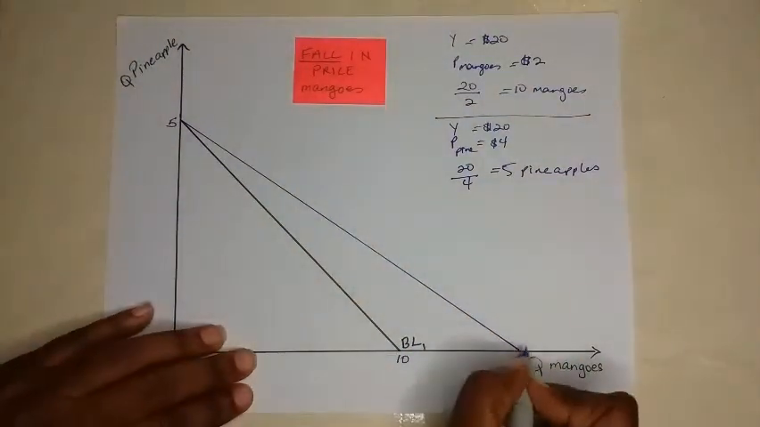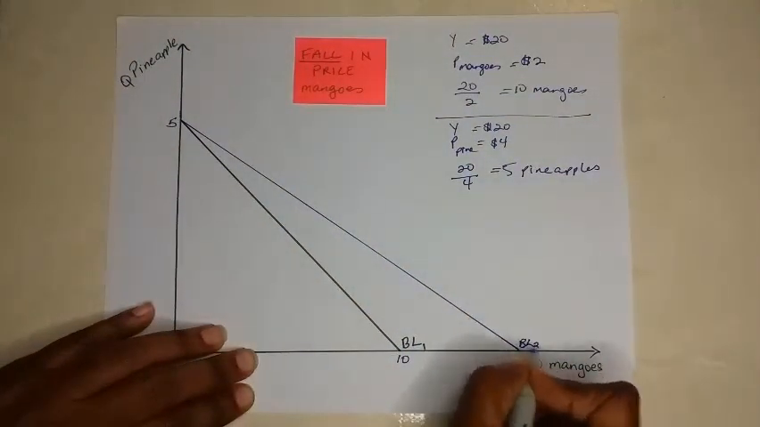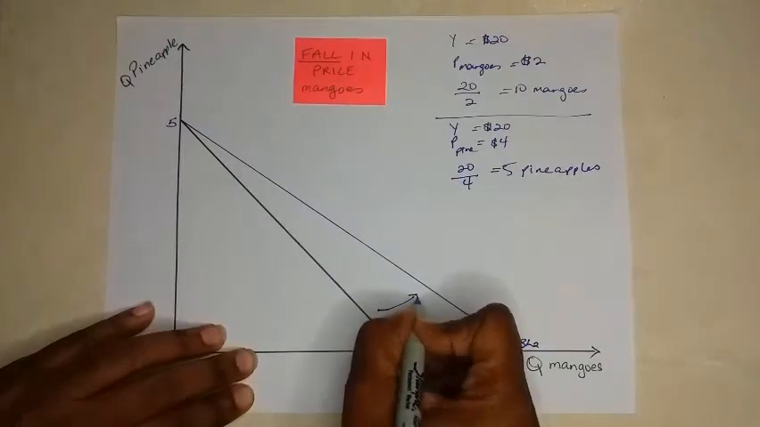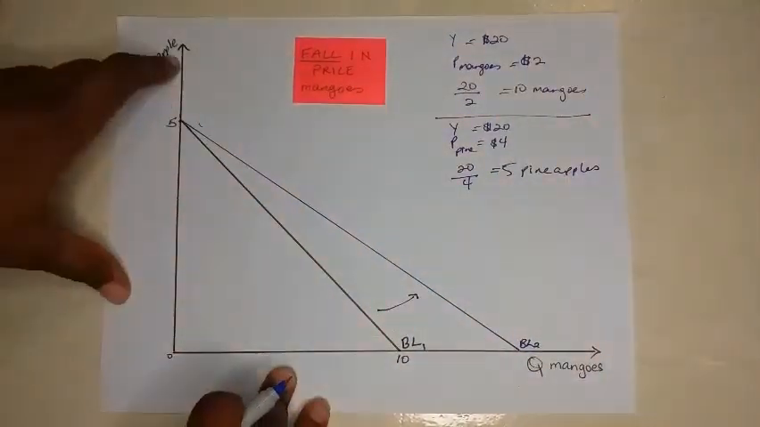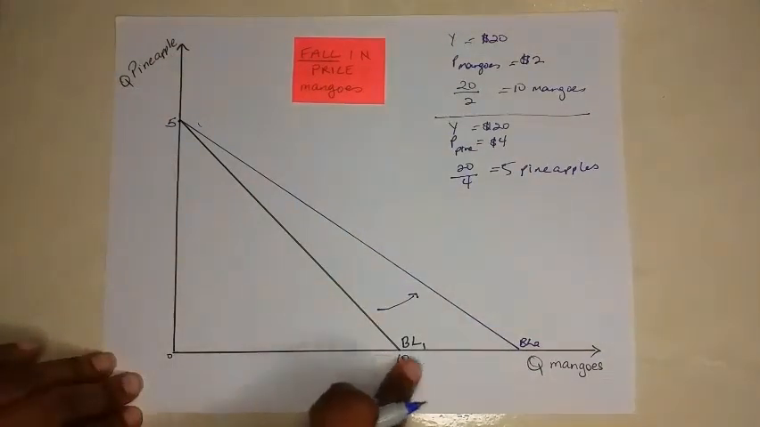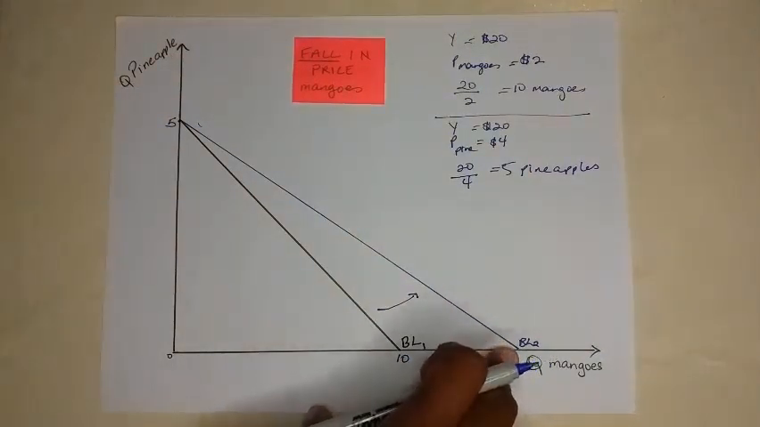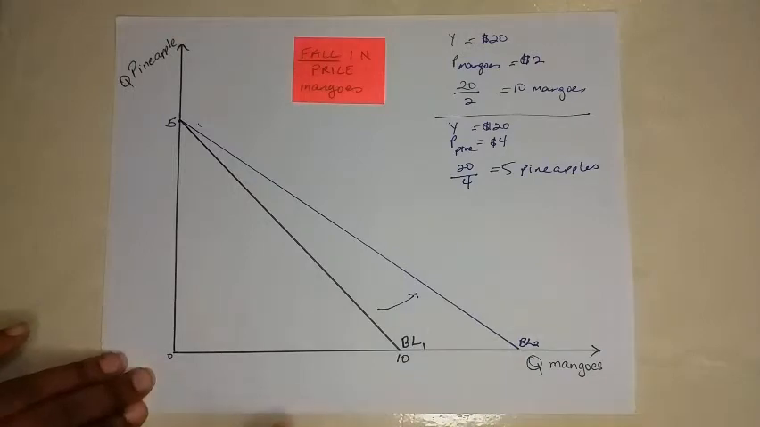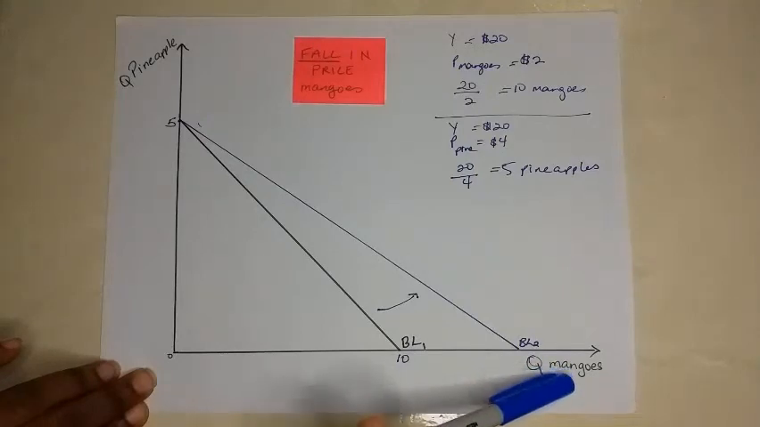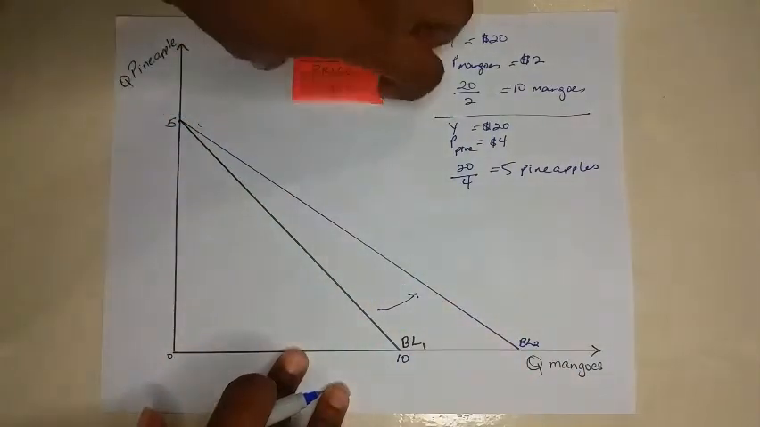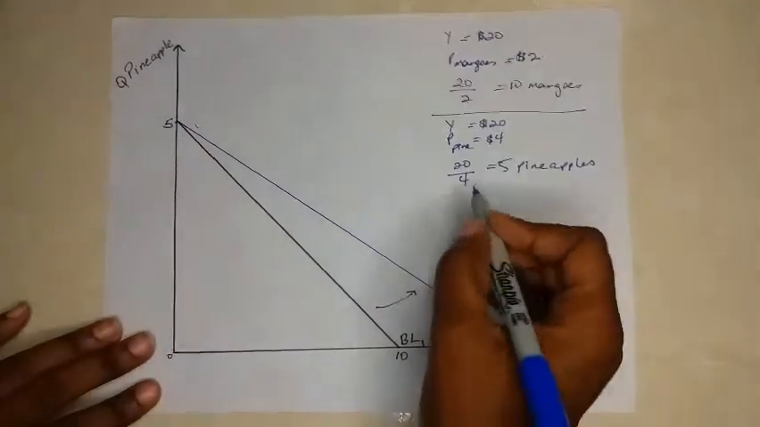So you'll have this new budget line now called BL2. It pivots to the right, pivots outward about this point. Notice it was not a shift, right? The budget line would pivot outwards, showing that as the price of mangoes decreases, the quantity of mangoes consumed would be greater. And we of course could show this mathematically.